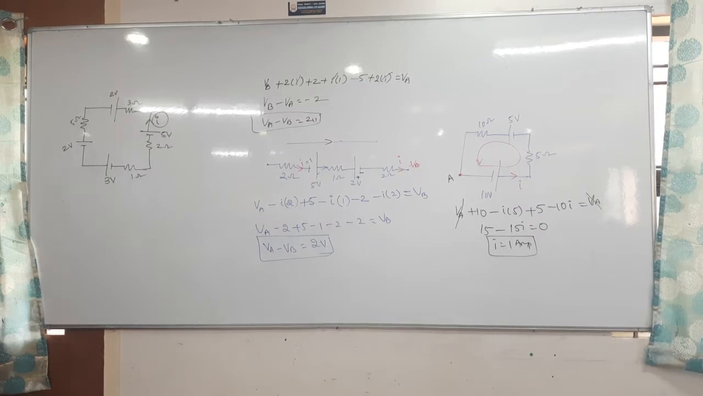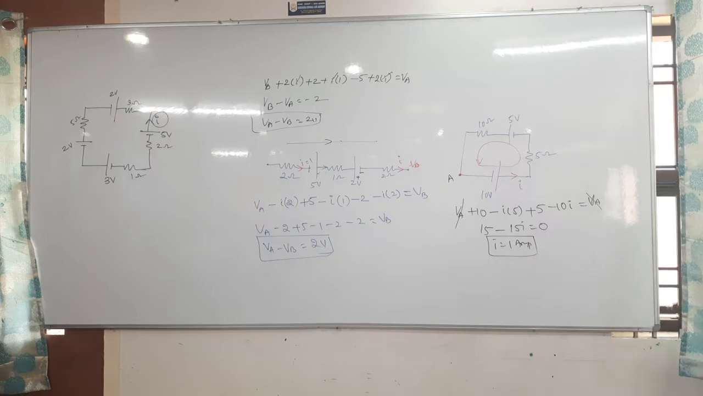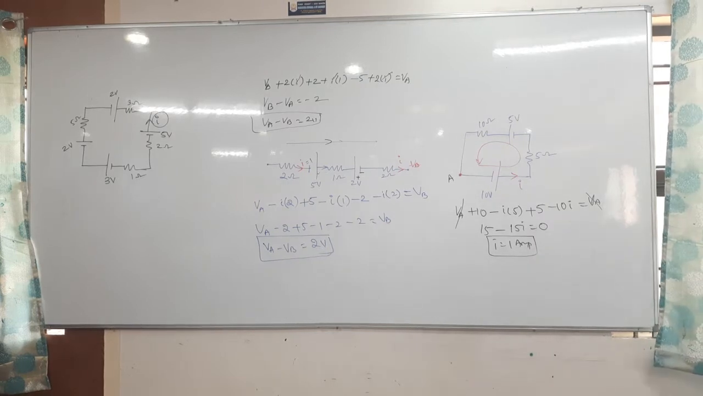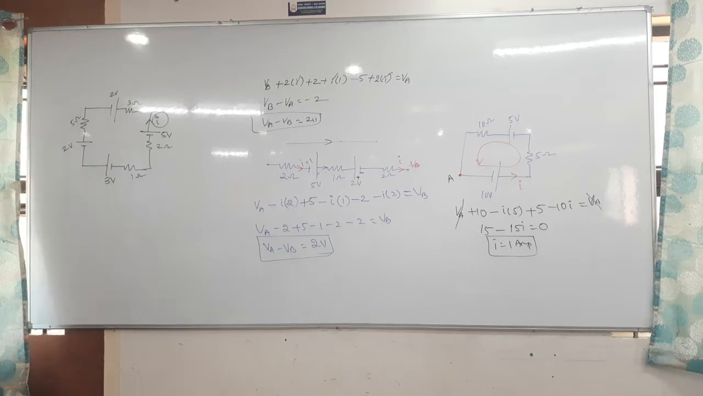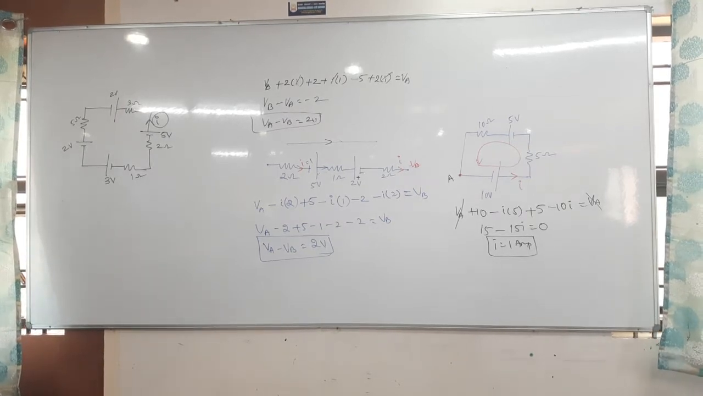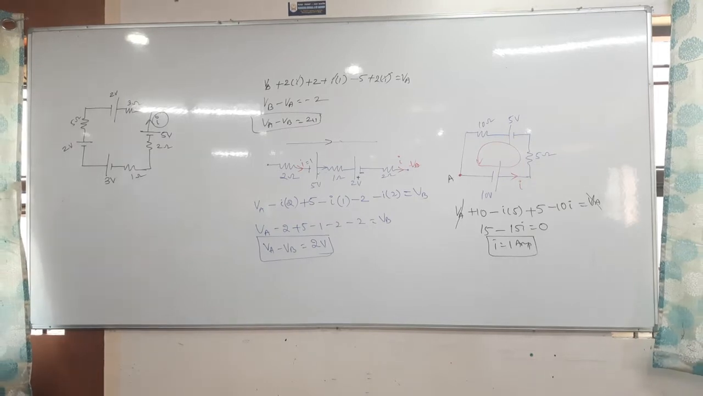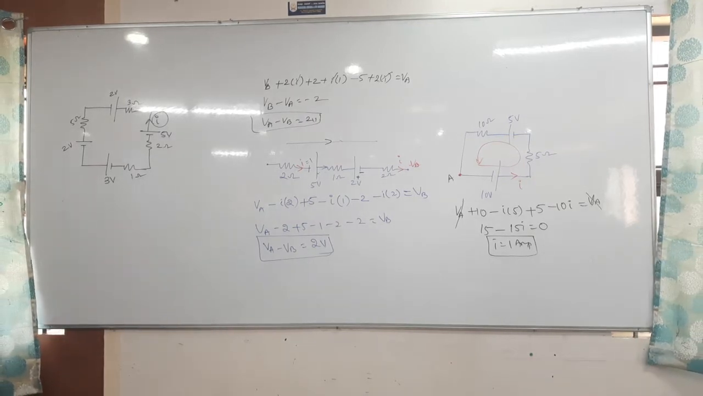How much? 2 by 11. Minus 2 by 11. Here you are getting minus as the answer, which means the current direction we have assumed is wrong, that's it. The current direction will be in a different direction. Yes, sir. Yeah, whatever, I'll tell you that.